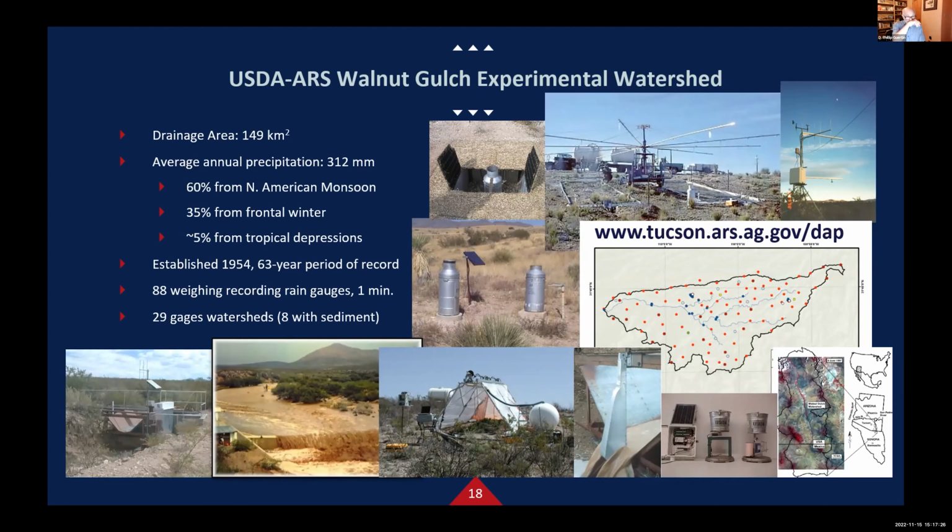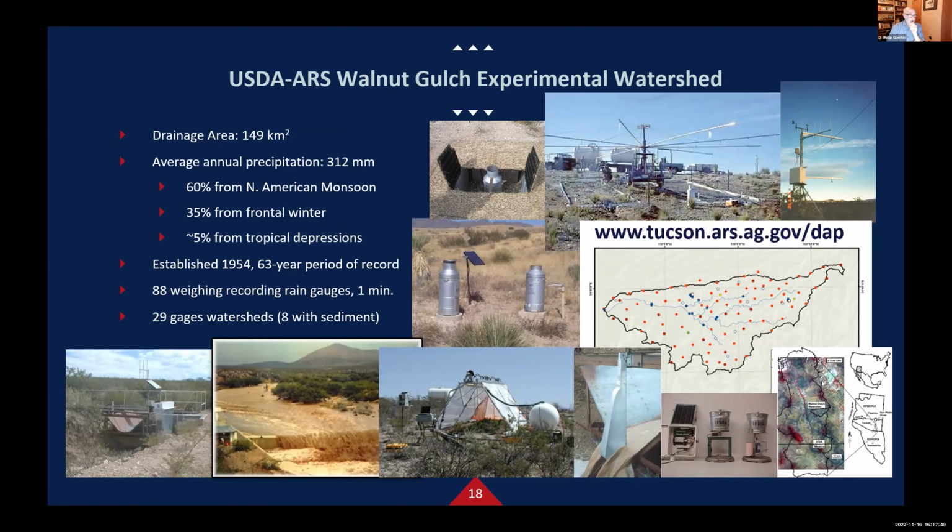USDA Walnut Gulch Experimental Watershed is located in southeastern Arizona. Here's the outline of the watershed over here on the right. Where I have my pointer is where the city of Tombstone is located. So if you've ever been to Tombstone, Arizona, you've been in the Walnut Gulch Experimental Watershed.